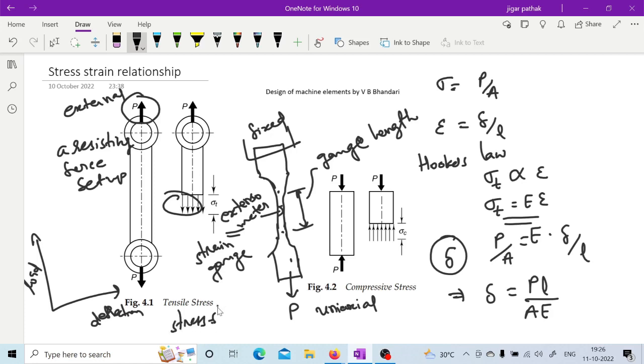While obtaining a stress strain curve, the assumptions we are making are: homogeneous material, the load is gradually applied, the force acts through the geometric axis of the cross section, and no stress concentration is considered. These are some of the assumptions while we discuss the stress strain relationship.